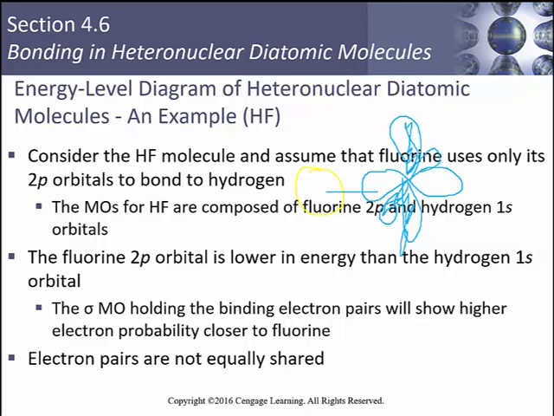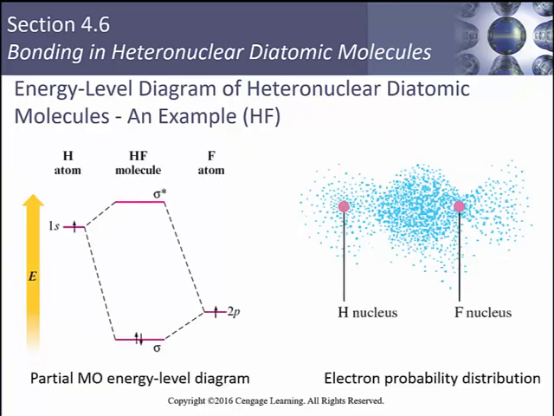Right? These guys were going to form that sigma bond. The fluorine 2p orbital is lower in energy than the hydrogen 1s orbital. The sigma molecular orbital holding the binding electron pairs should show a higher electron probability closer to the fluorine, and our electron pairs are not going to be equally shared. So let's take a look at what that looks like.